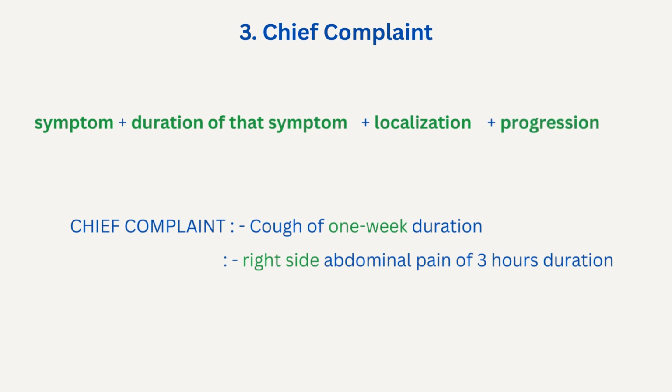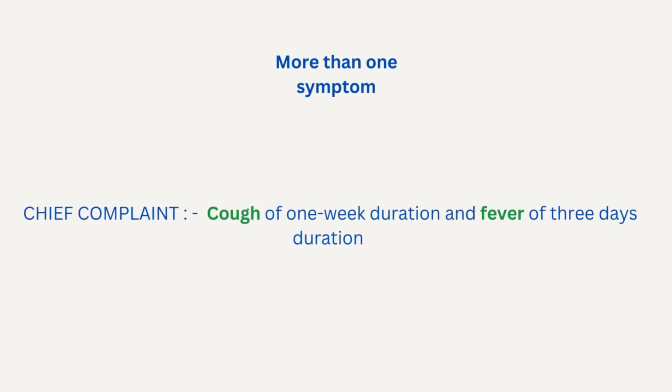The progression of the symptom, has it worsened, improved, or remained the same since it started? For example, we can say exacerbation of cough of 1 week duration. Sometimes the patient may report more than one symptom. In such cases, we can list up to 2 major symptoms along with their durations in the chief complaints section. For instance, cough of 1 week duration and fever of 3 days duration. This part should be written briefly, clearly, and in the patient's own words as much as possible. It gives us the starting point for further exploration in the next part, the history of present illness.